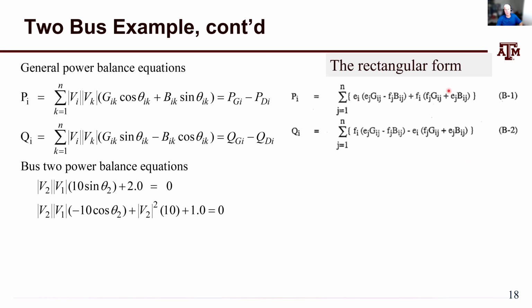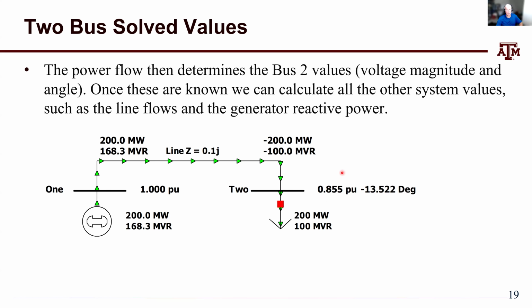I could also formulate it in rectangular form. Here I've got E_i and E_j, and of course I would again have just two unknowns, E2 and F2. Okay, so if I solve it, I get a nice power flow solution. The per unit voltage is a little low, 0.85 per unit, but not too bad. My generator is producing reactive power and things are pretty good.